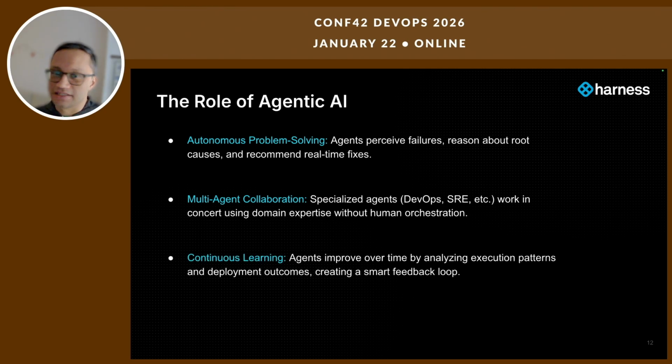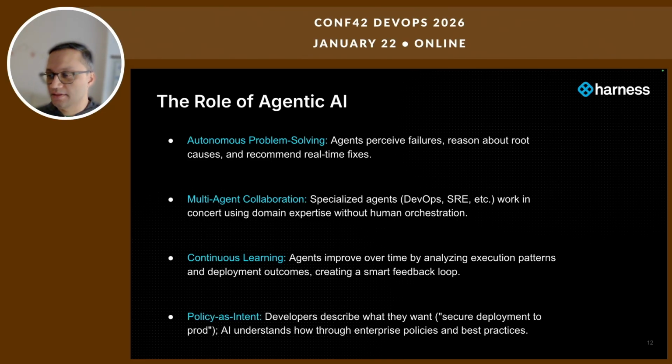There should also be a continuous learning pattern. So AI is really great at learning about different patterns. And then that feedback loop should be fed back into it so that next time, whenever it comes across a similar pattern, it can action accordingly. And policy as an intent should be fundamental for agentic AI, which basically means that AI should understand what the enterprise's policies and best practices are and implement them.